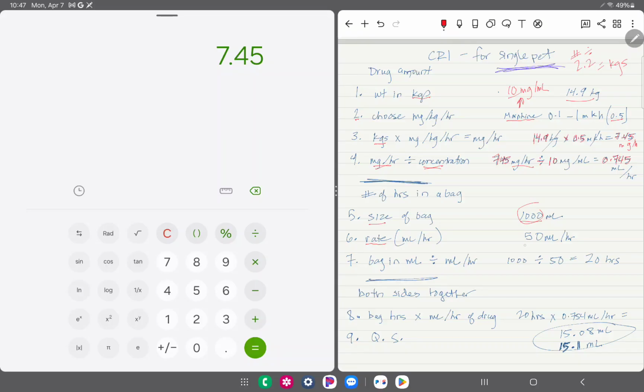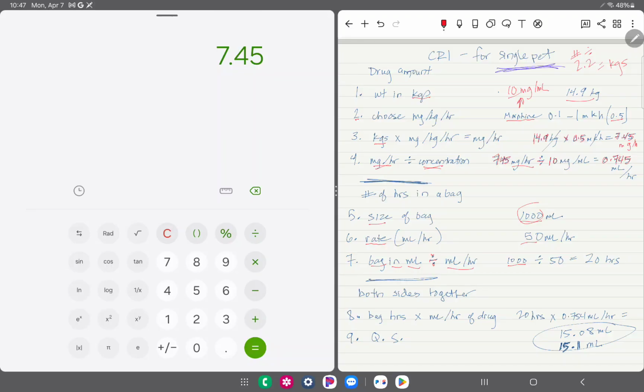Well, when I did his maintenance rate, I got roughly 50 mils an hour. And so we'll do that. Now we go to the next part, the bag in mils. So 1,000. And that's going to then be divided by the mil per hour we just picked. What rate do we want to run this whole concoction at?